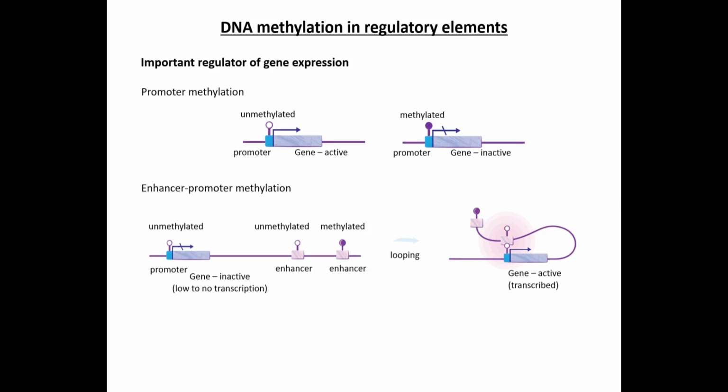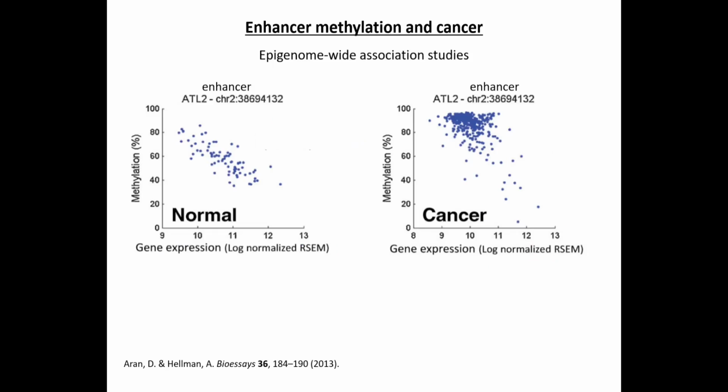Enhancer methylation is also very relevant in disease states. Epigenome-wide association studies have shown that predisposition to common human disease, mainly cancer, is frequently associated with specific methylation signatures in distal enhancers. Here we can see the methylation level of a specific enhancer and the expression of the corresponding gene in normal and cancerous breast tissues.